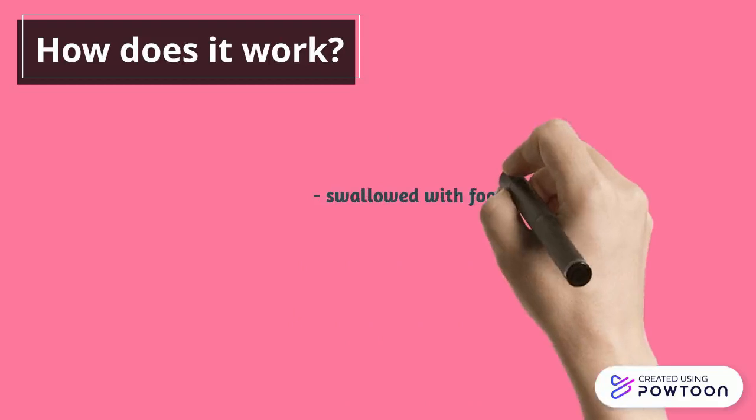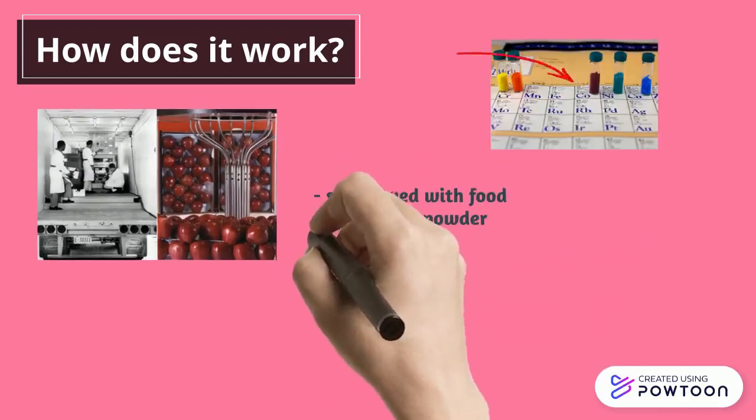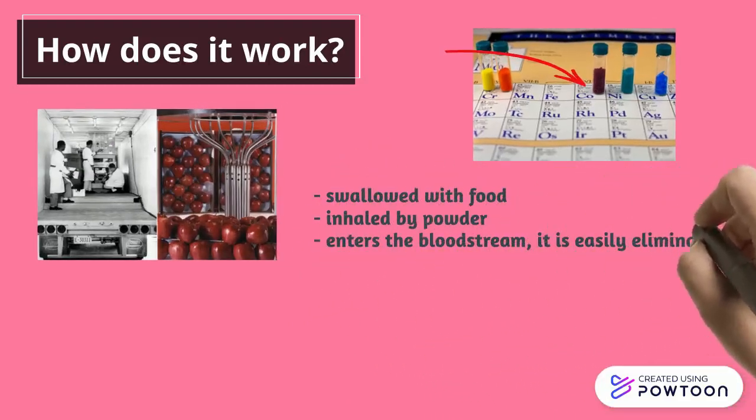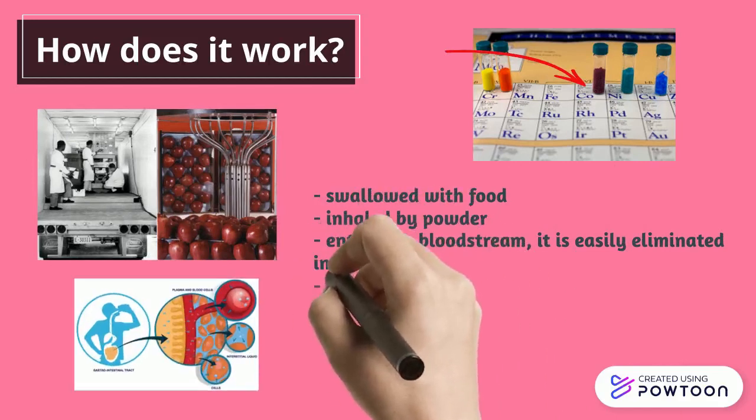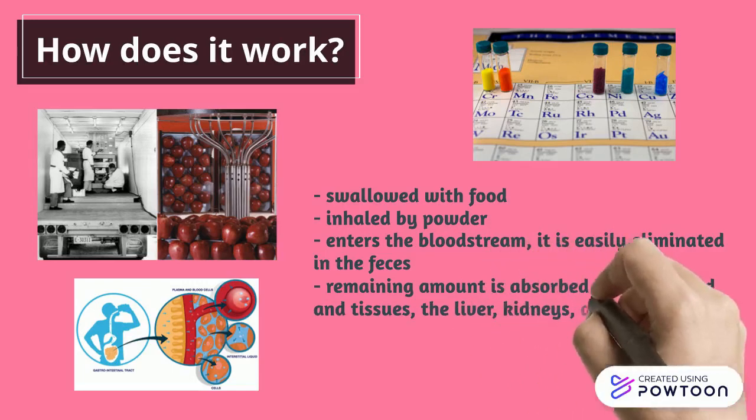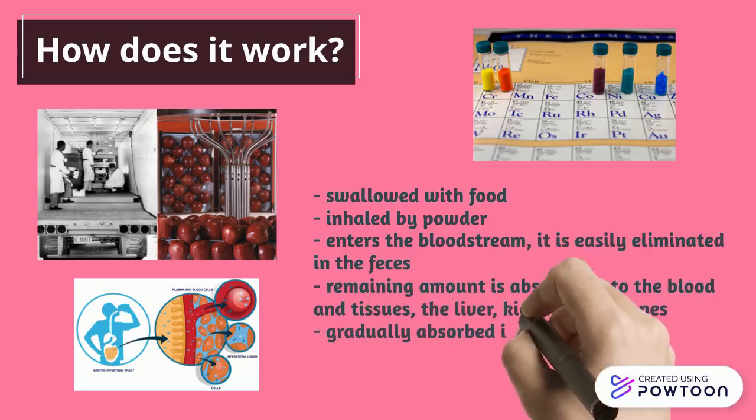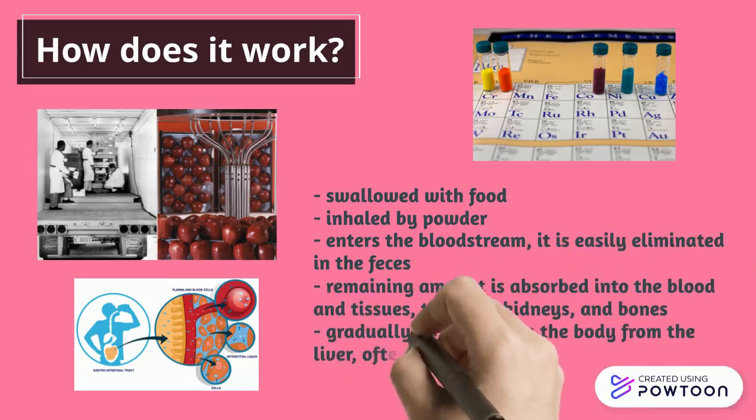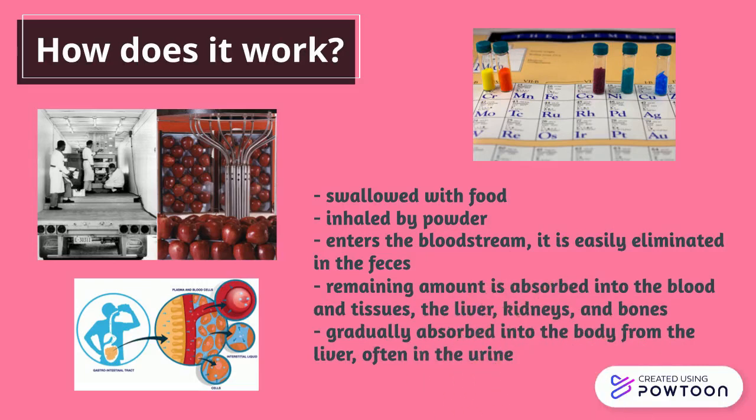Cobalt-60 can be swallowed with food or inhaled by powder, but as soon as it enters the bloodstream, part of it is easily eliminated in the feces, whereas the remaining amount is absorbed into the blood and tissues, mostly the liver, kidneys, and bones. This cobalt is gradually absorbed into the body from the liver, often in the urine.